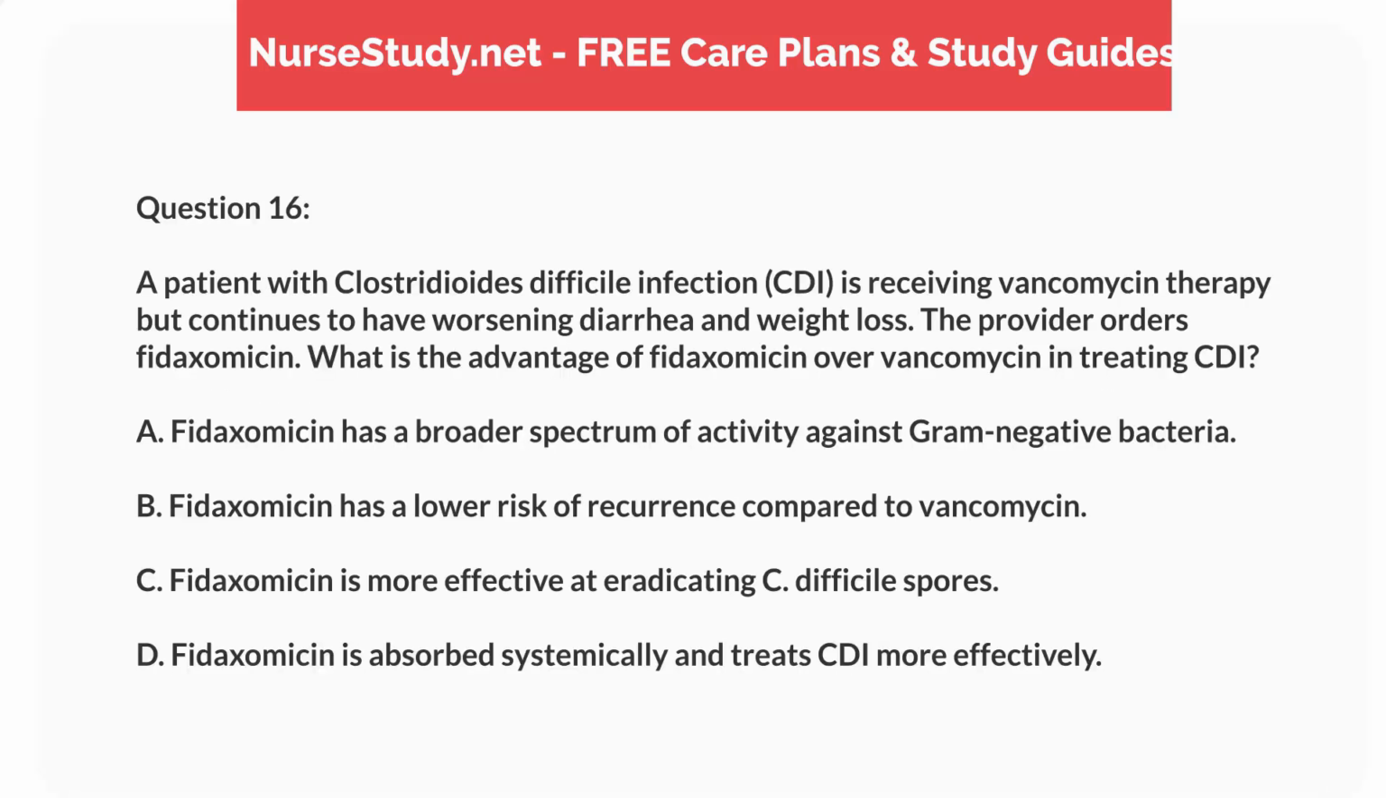Question 16. A patient with Clostridioides difficile infection, CDI, is receiving vancomycin therapy but continues to have worsening diarrhea and weight loss. The provider orders fidaxomicin. What is the advantage of fidaxomicin over vancomycin in treating CDI? A. Fidaxomicin has a broader spectrum of activity against gram-negative bacteria. B. Fidaxomicin has a lower risk of recurrence compared to vancomycin. C. Fidaxomicin is more effective at eradicating C. difficile spores. D. Fidaxomicin is absorbed systemically and treats CDI more effectively.